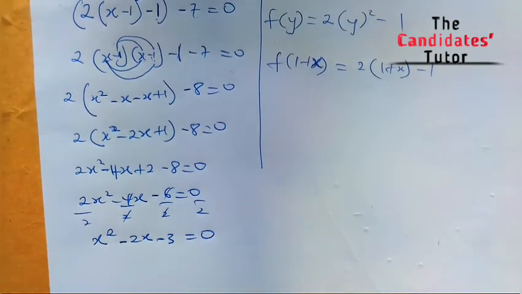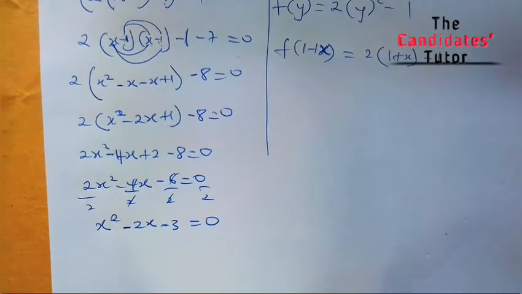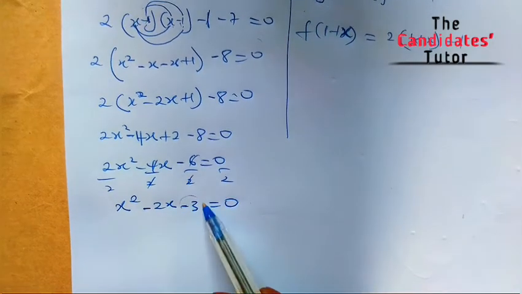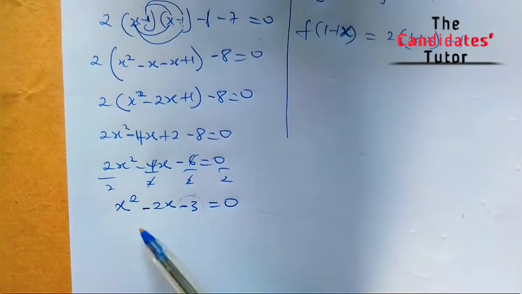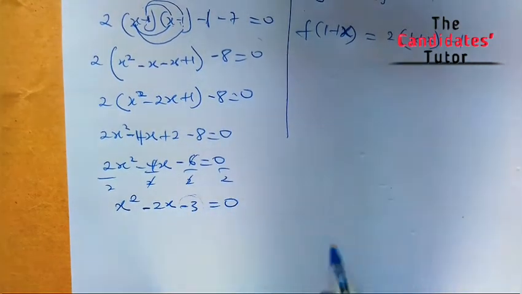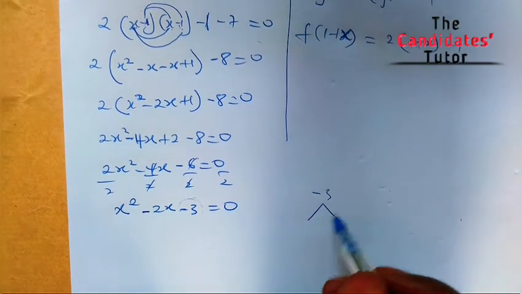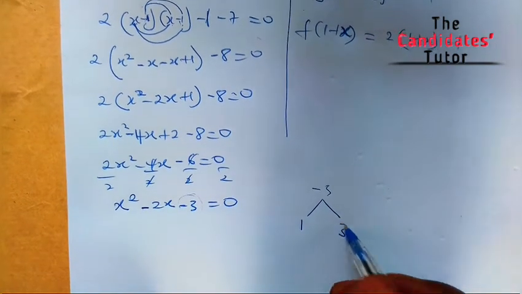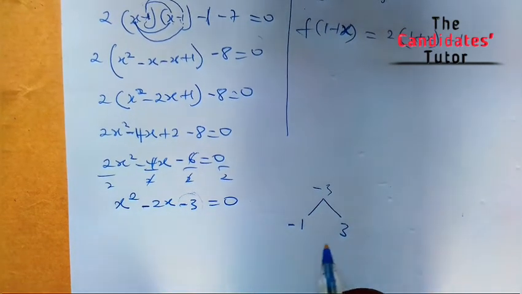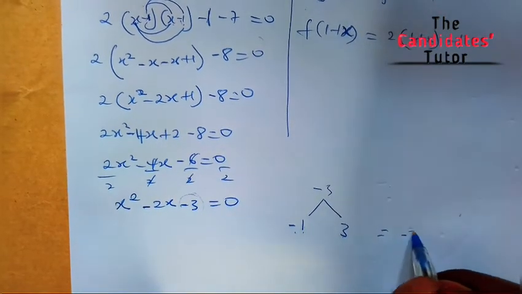Now we can use the quadratic equation to solve this. What we are going to do is find two numbers that when we multiply, we are going to get negative 3, but when we add, we are going to get negative 2. So let's first find the factors of negative 3. The factors of negative 3 are 1 and 3. But if you multiply 1 and 3, we're not going to get negative 3. So let's negate this one. We get negative 1 multiplied by 3, we are going to get negative 3.